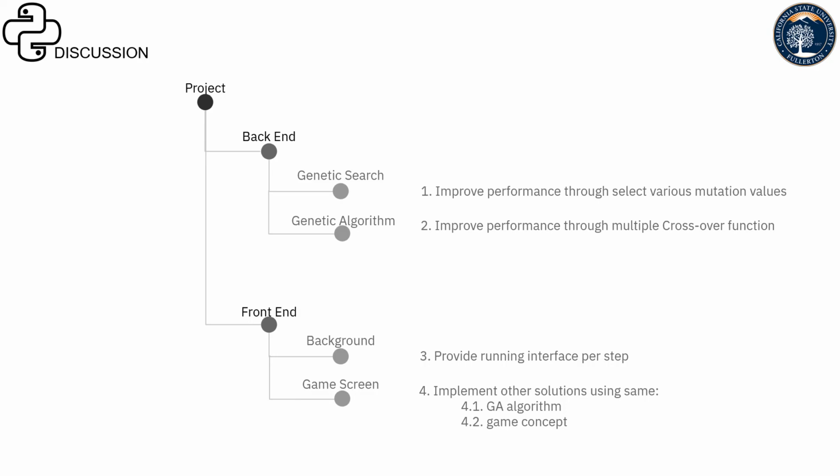In conclusion, the genetic algorithm helped us discover biological concepts and solutions for the N-Queens problem. For future projects, we can use genetic search and the genetic algorithm in back-end development to improve performance by selecting various mutation values and multiple crossover functions. For the front end, we can provide a running interface per step and implement other solutions using the same genetic algorithm and game concept.